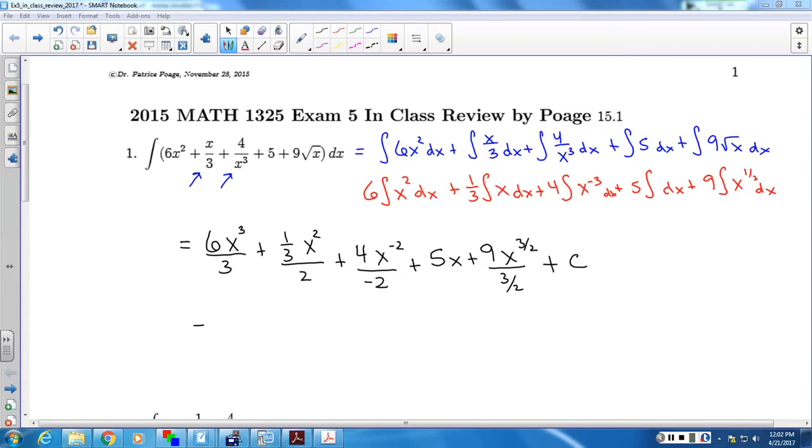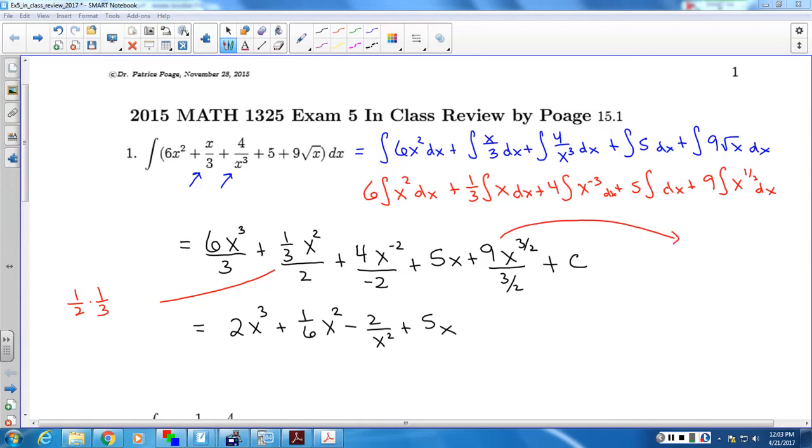And then I'm just going to simplify this. So I get 2x cubed plus, dividing by 2 is the same thing as multiplying by 1/2. So that'd be 1/2 times 1/3, which is 1/6 x squared, minus 2, I'm going to put this x back on the bottom there, plus 5x. 9 divided by 3/2. I'll come over here. That's the same thing as saying 2/3 times 9. So 3 will cancel into that 3 times. So that's 2 times 3, which is 6, plus c.